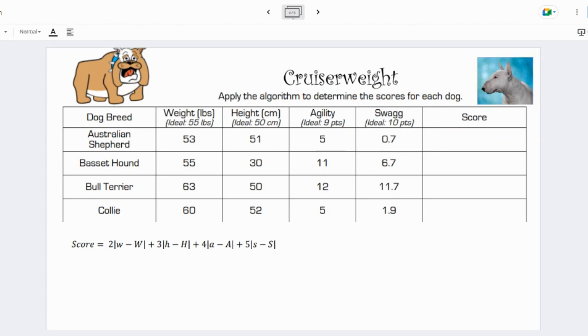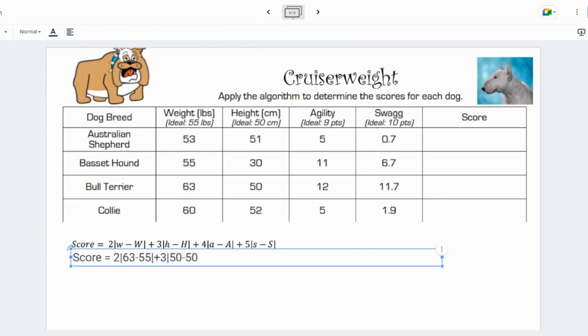All right. Score equals 2 times 63 minus 55, plus 3 times 50 minus 50, plus 4 times 12 minus 9, plus 5 times 11.7 minus 10.